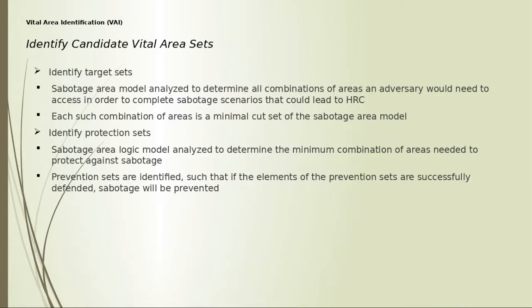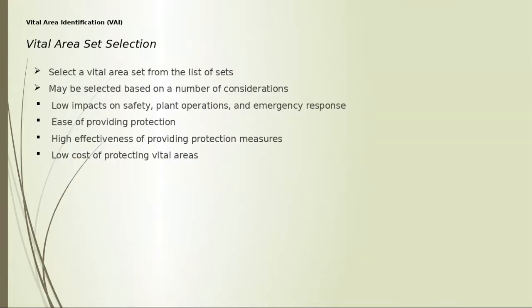The sabotage area logic model is analyzed to determine the minimum combination of areas needed to protect against sabotage. And then the prevention sets are identified such that if the elements of that prevention set are successfully defended, sabotage will be prevented as well. So the vital area set selection is to select a vital area set from the list of sets. It may be selected based on a number of considerations. You want to have lower impacts on safety, plant operations, and emergency response. You want to have an easier way of providing protection. You want to have a high effectiveness of providing protection, and you want to minimize the cost of actually developing a protection program.